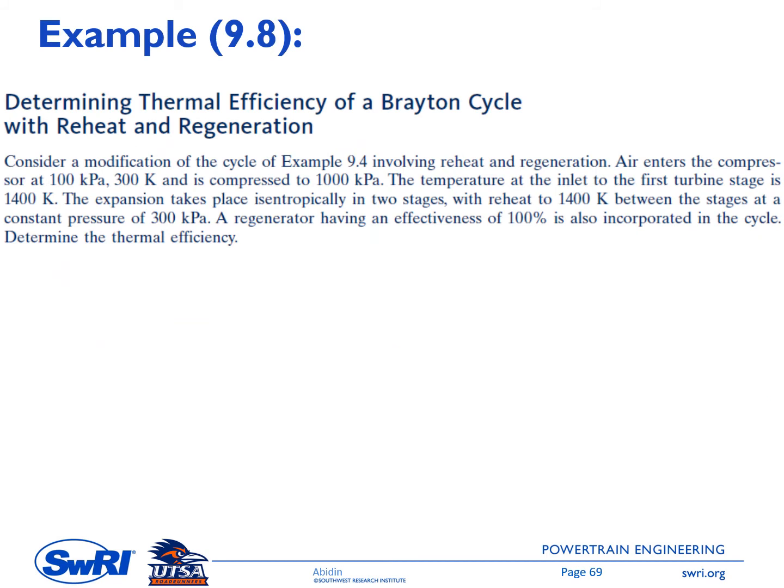Let's take a look at this example. Once again, we will consider example 9.4, so the states stay the same. At the entrance of the compressor, we have 100 kilopascal and 300 Kelvin, and then it is compressed to 1000 kilopascal. So it means the pressure ratio inside the compressor is 10, and then the temperature at the inlet of the first turbine stage is 1400 Kelvin.